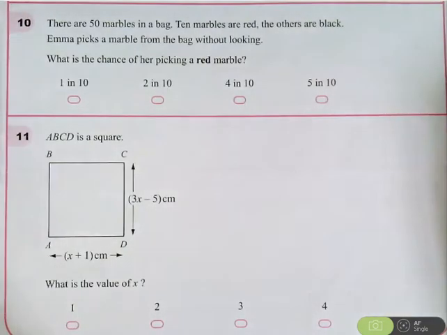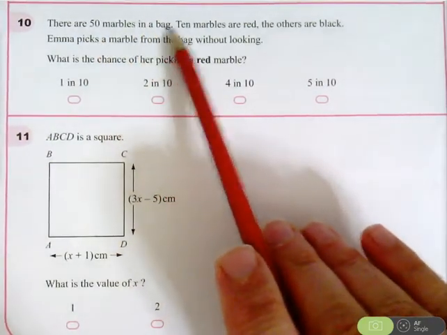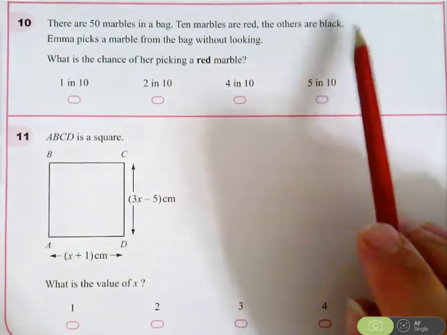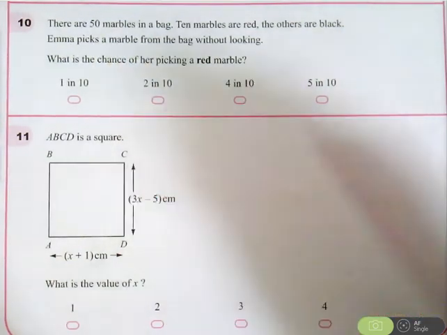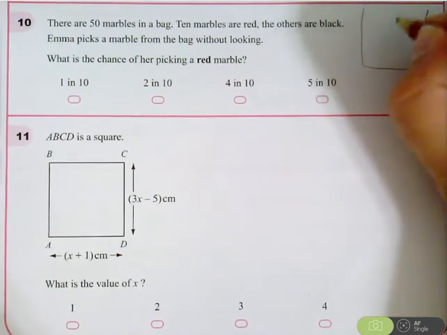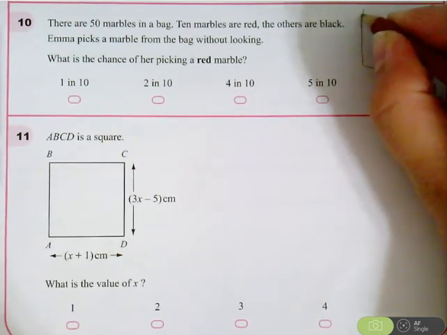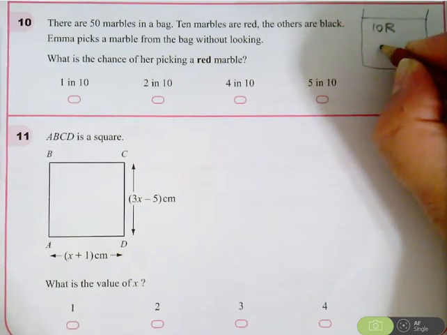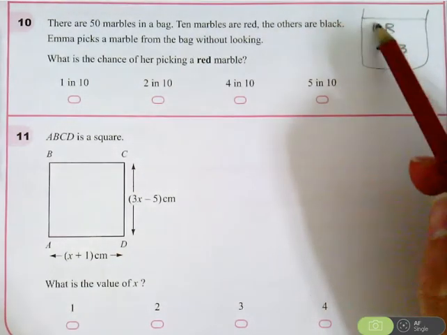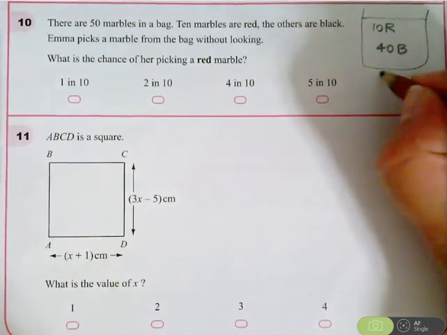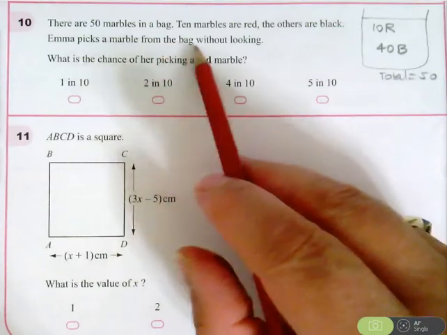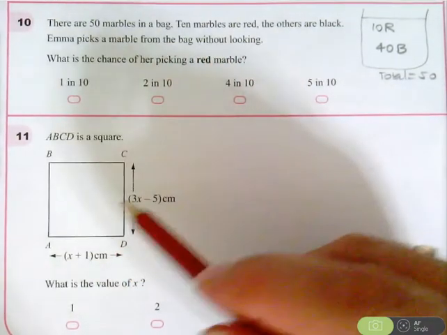Okay, now for question 10. There are 50 marbles in a bag. 10 marbles are red and the others are all black. Emma picks a marble from the bag without looking, so I'm just going to do a little bag. Got 50 altogether. I've got 10 red and the others are black, so there must be 40 black. In total, 10 plus 40 is 50 in total. So Emma picks a marble from the bag without looking.